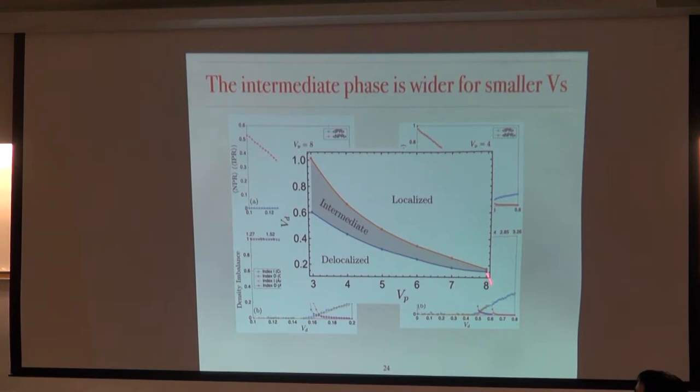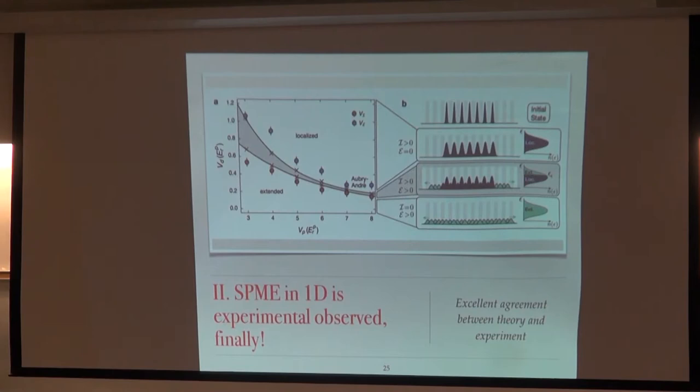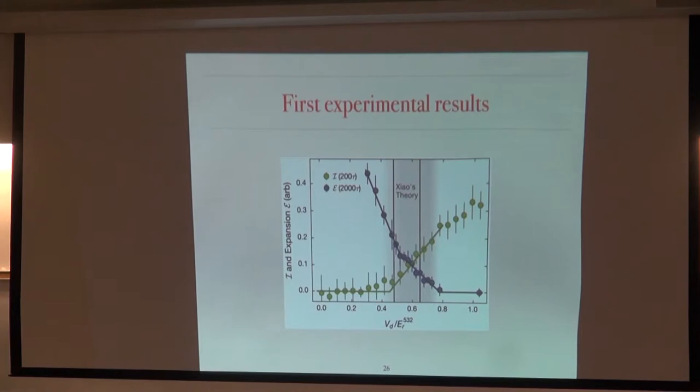So now I'm going to tell you that this single particle moving edge in 1D is finally observed. Before I show you the final result, I'm going to show you the first result we received from Munich. Shankar was very excited and contacted Emmanuel and asked if he could do this experiment. And they did it very quickly. Within 2 weeks or less, they sent us this data.